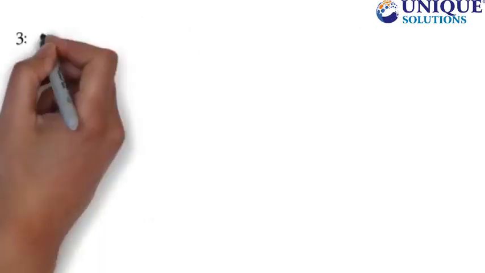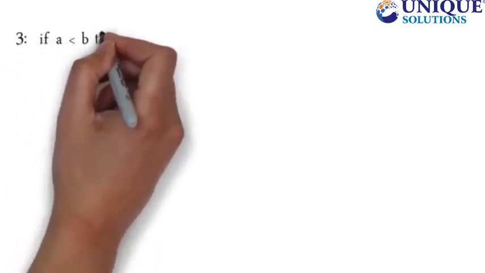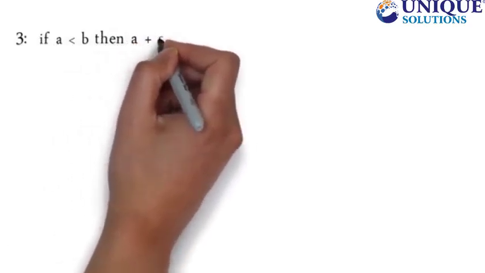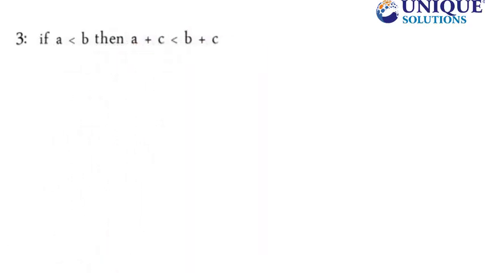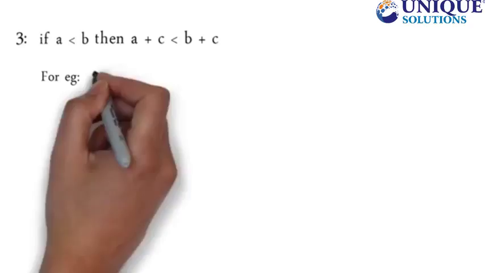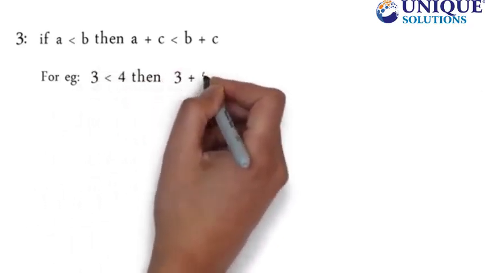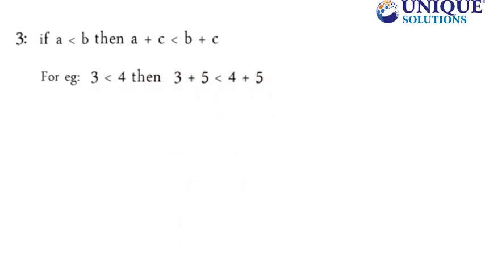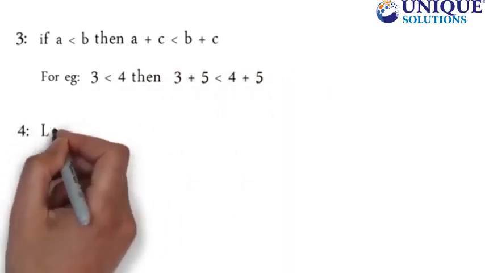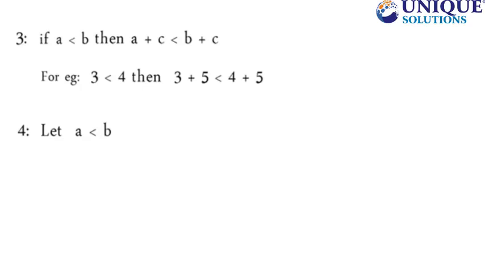Third, if a is less than b, then a plus c is less than b plus c. For example, 3 is less than 4. Then 3 plus 5 is less than 4 plus 5. Fourth, let a be less than b.